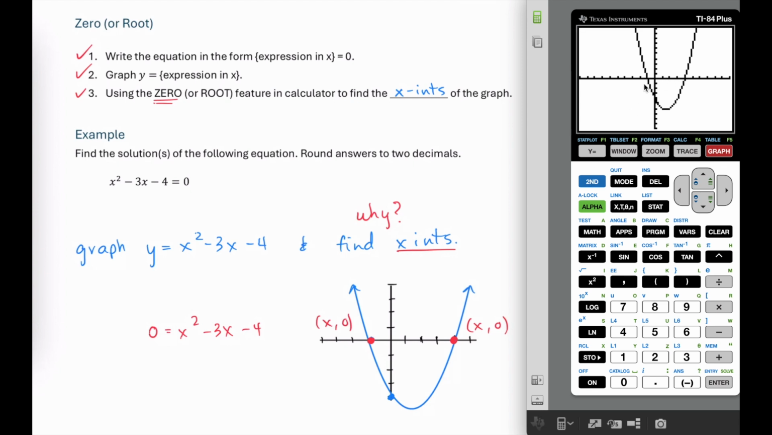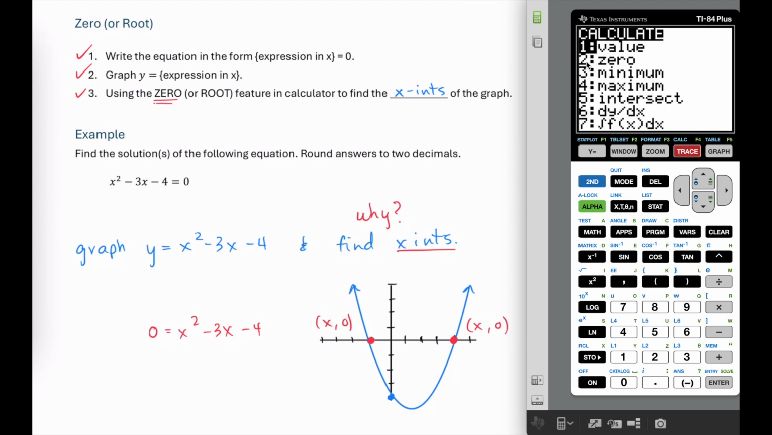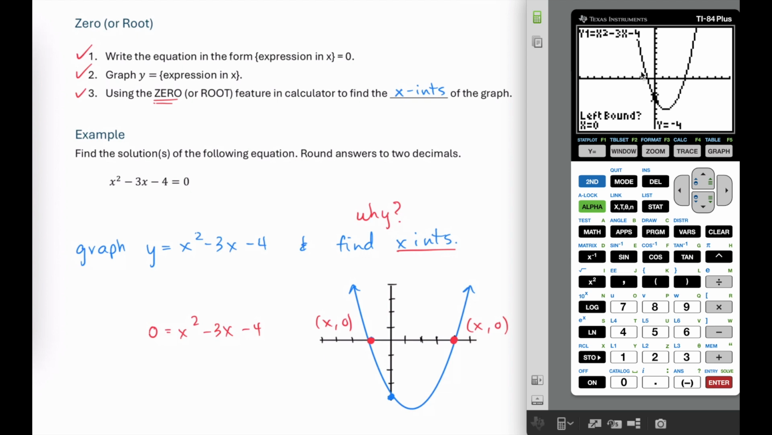And in order to find those quantities, we select second and then calculate. The calculate function is above trace on the calculator. And then calculating the zeros is the second option in this menu. So we can come down one and then hit enter to select the 0. Again, zeros and x-intercepts are almost synonymous.